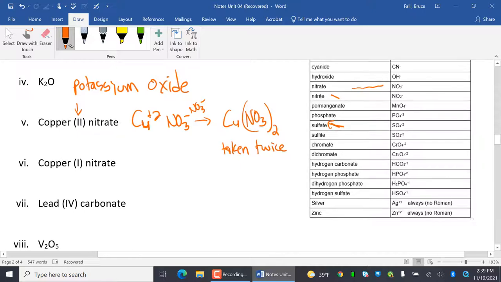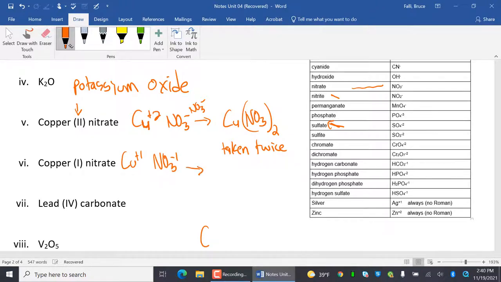Copper 1 nitrate. Now, copper 1 nitrate says this time copper is only plus 1. And nitrate is still NO3 negative 1. Oh, that balances right away. CuNO3.